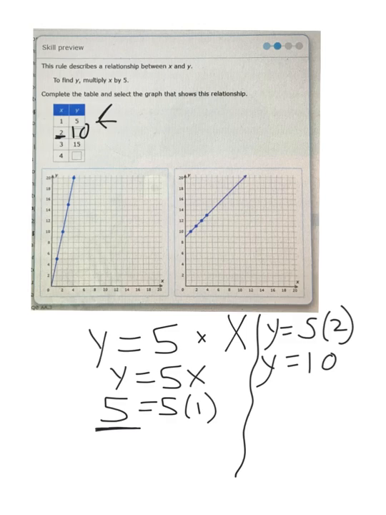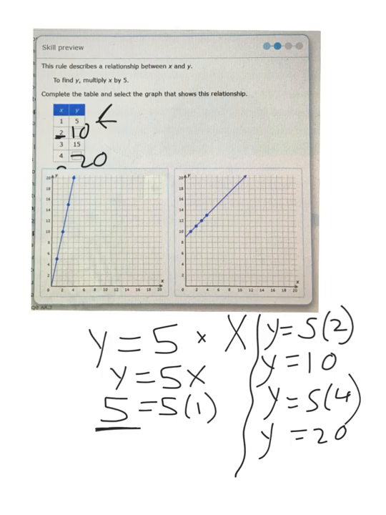We already know for 3, and it makes sense that 3 times 5 is 15, so that works. We have to find out what the y value is for 4, so we'll plug it in. Y equals 5 times the x value of 4. 4 times 5 is 20. So when x is 4, y is 20.